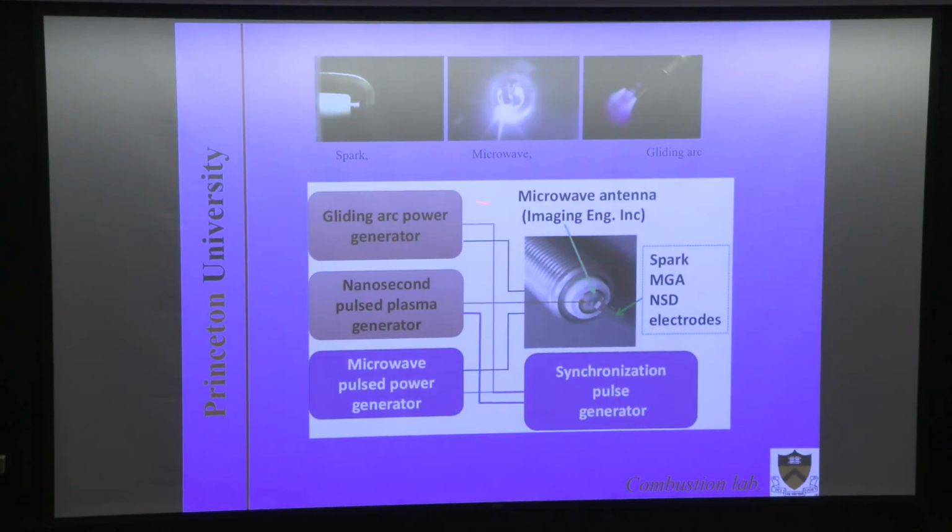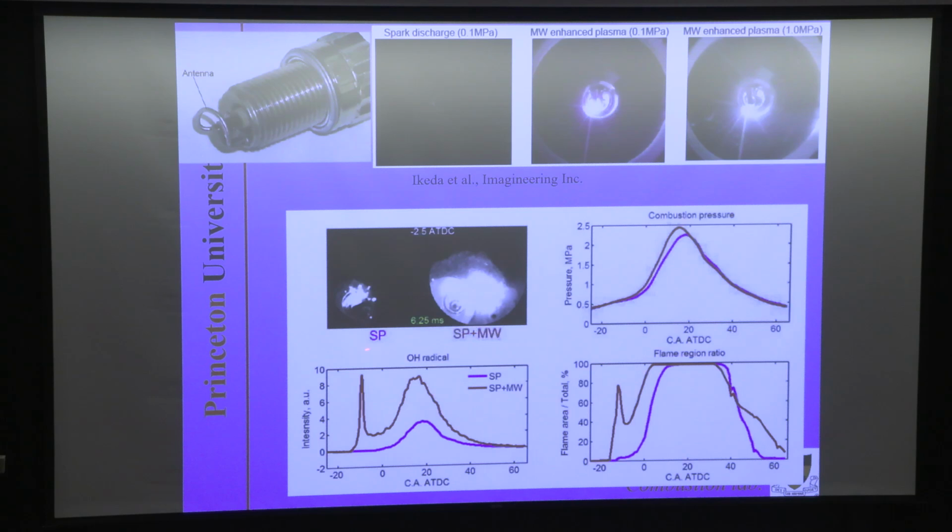So this is what we did with Imaging Engineering using a microwave. Here is the electrode, with a nanosecond discharge, and then a microwave propagated through this antenna into the process. So a spark in combination with a microwave, and also some gliding arc. You can see that this is the engine.